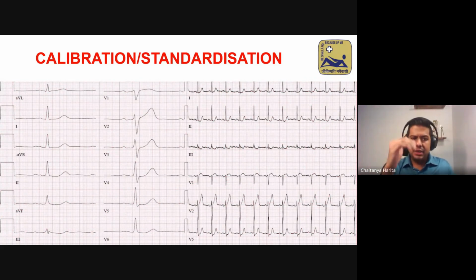Why am I harping on it? This is the reason. Look at the ECG on your left. The height is okay, it's about 2 big boxes in height, but the width is more than 1 box. Because of this, all the complexes look stretched, all the intervals are prolonged, all the segments are stretched. So this is abnormal. You will misread this as wide QRS bradycardia.